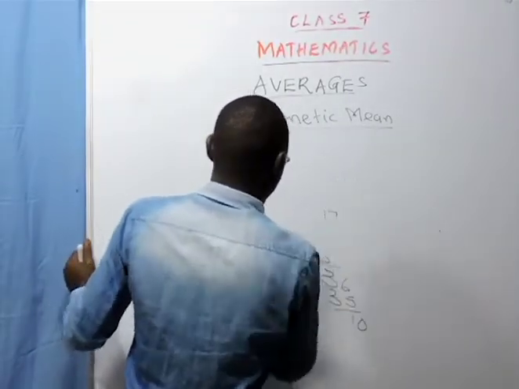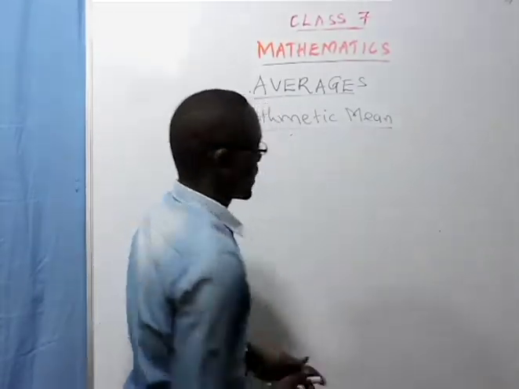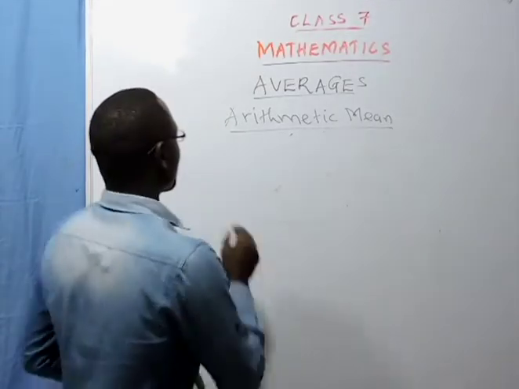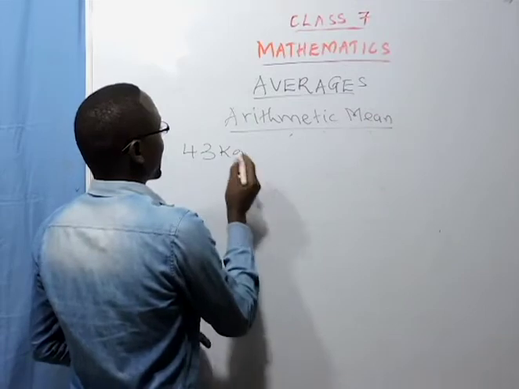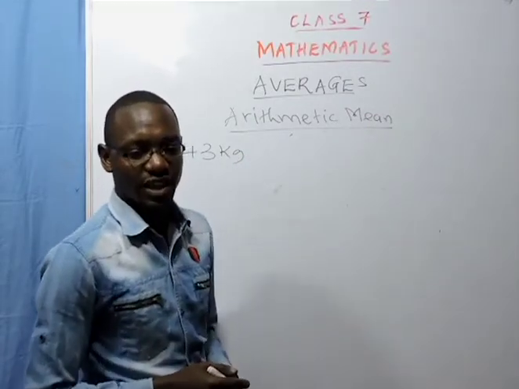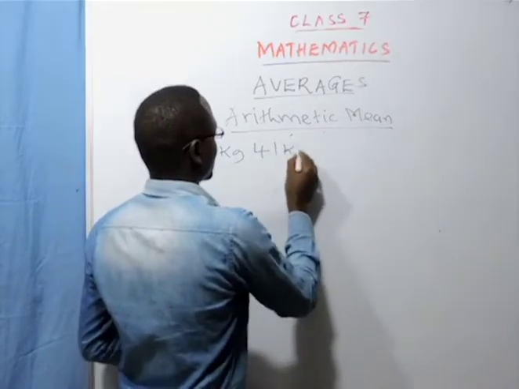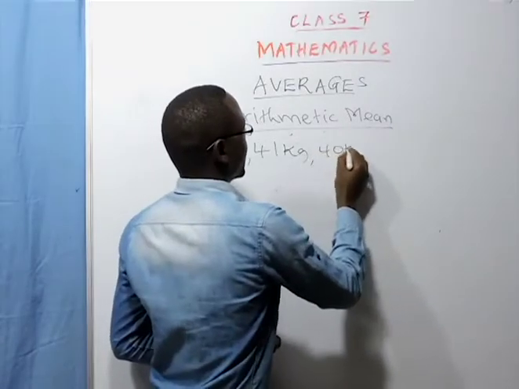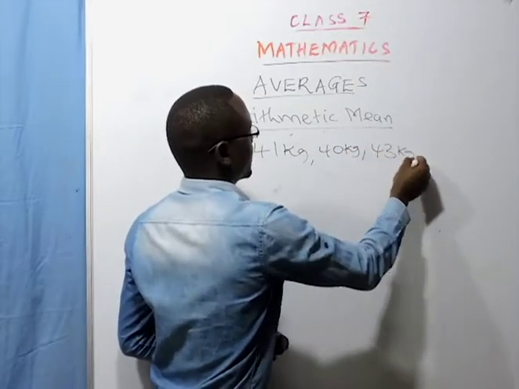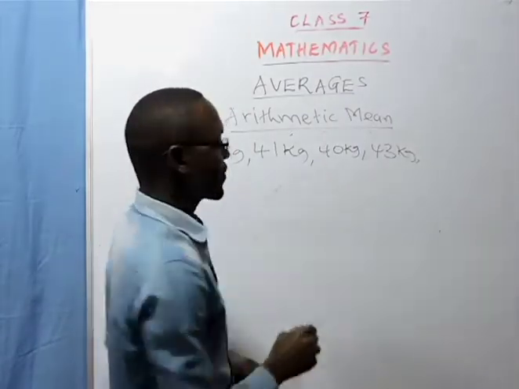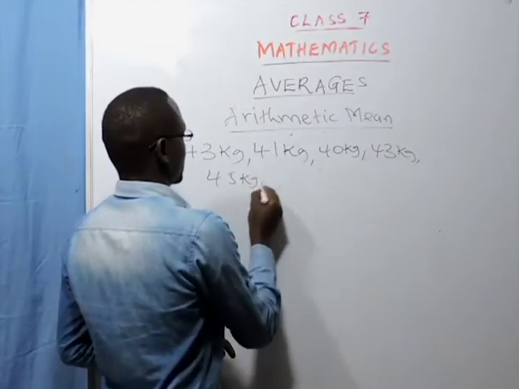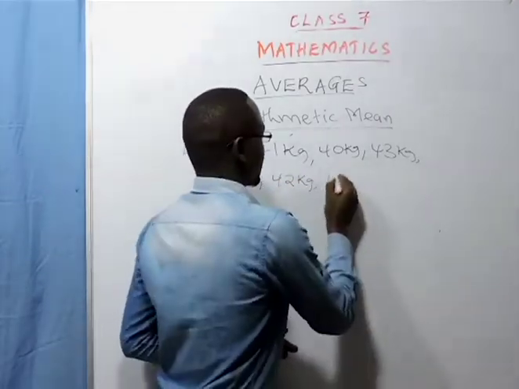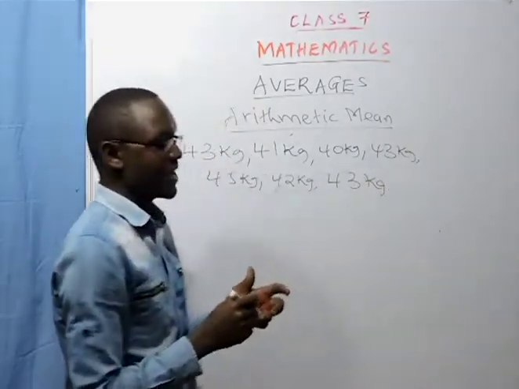I give you another example. The mass of 7 pupils in class 7 is 43 kilograms, 41 kilograms, 40 kilograms, 43 kilograms, 45 kilograms, 42 kilograms, and 43 kilograms. What is their mean mass?